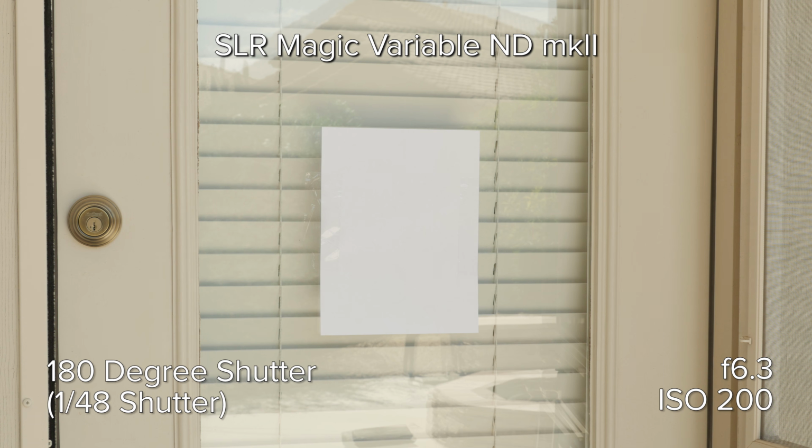Now I've switched the SLR Magic Variable ND about halfway through its ND range, and you can see color is still looking true, still looking accurate, maybe still a tad bit warm as compared to that original lens, but not much has shifted or changed.